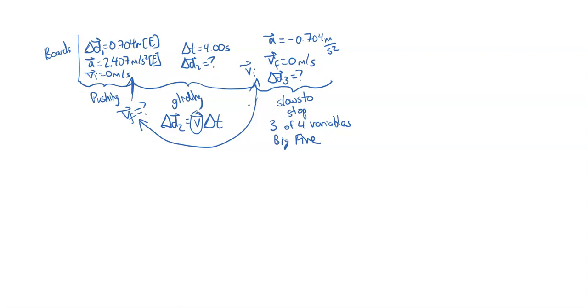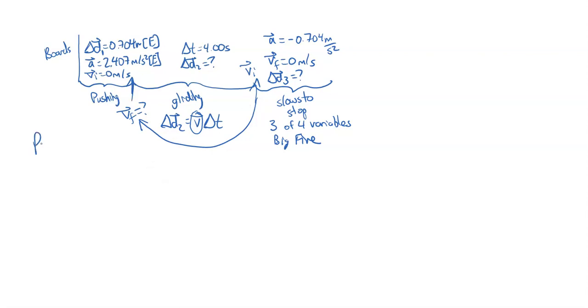So literally we have to start by working from the pieces that we know and work all the way through this. We can't solve the slowing down until we've solved the gliding. And we can't solve the gliding until we've solved the pushing. So let's go ahead and start with the pushing.